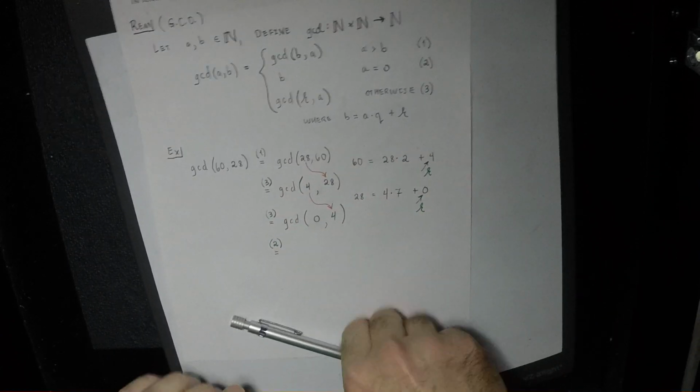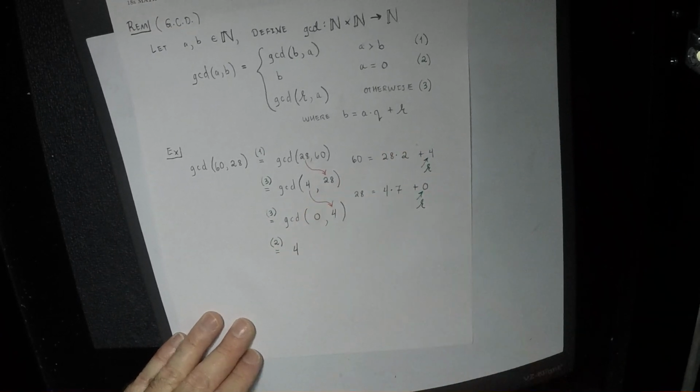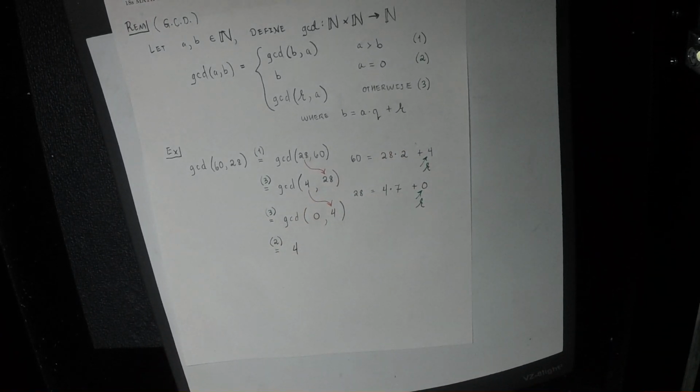And the second clause tells us that the answer is 4. So the greatest common divisor of 60 and 28 is 4. Any question about this one?